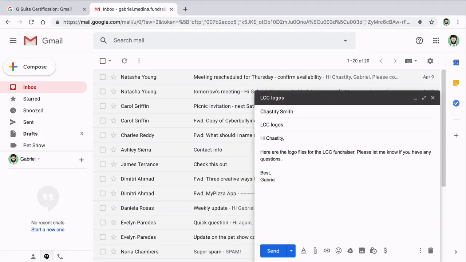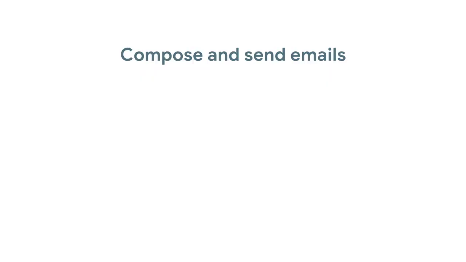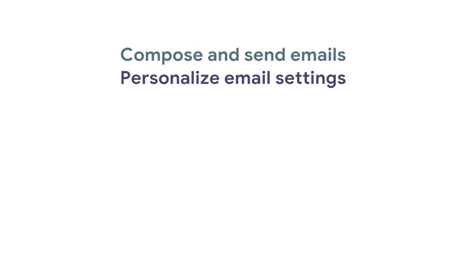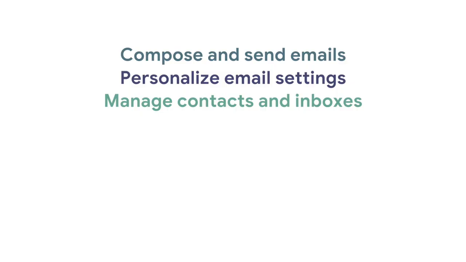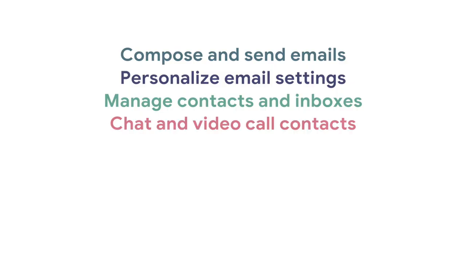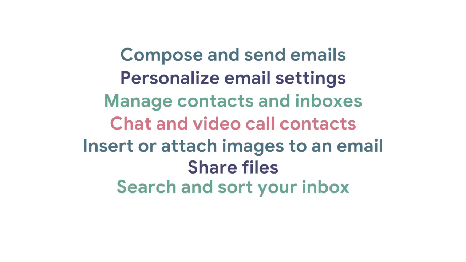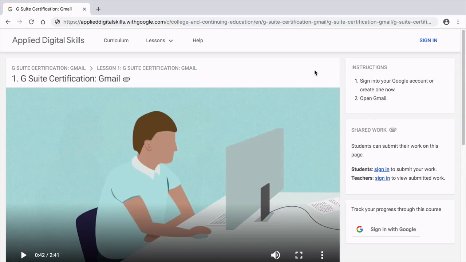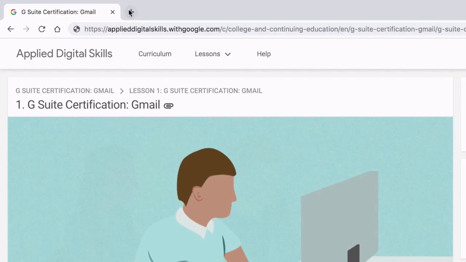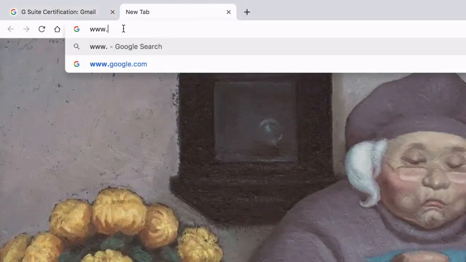This lesson uses email examples sent between a community center group, but you can use Gmail for any function, whether it be work-related or personal. As you complete this lesson, you will compose and send email, personalize email settings, manage contacts and inboxes, chat and video call contacts, insert or attach images to an email, share files, search and sort your inbox, and use Gmail offline.